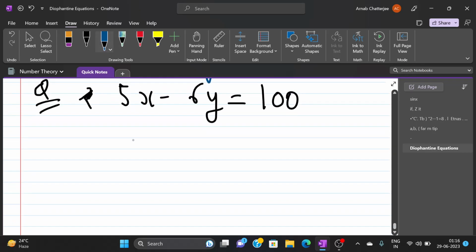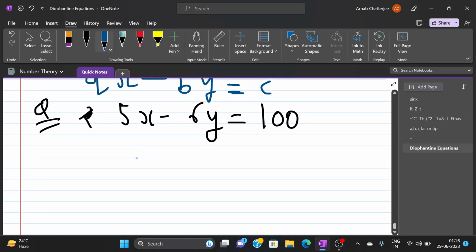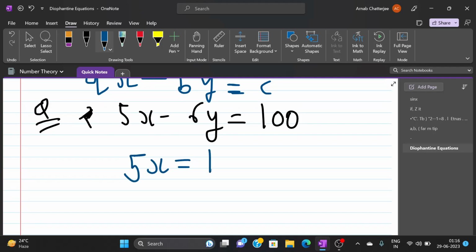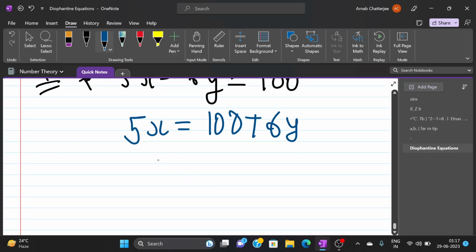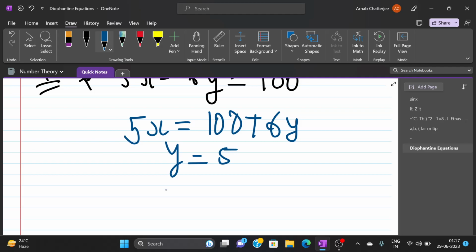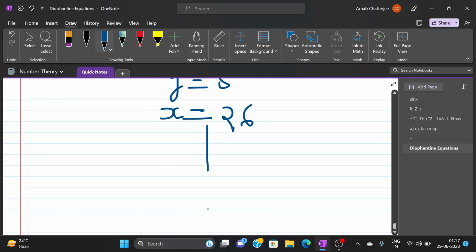So again, we will first find the first solution, that is obviously the method to start with. So 5x equals 100 plus 6y. Now see, our left hand side is divisible by 5, so the right hand side should also be divisible by 5. So to find the first solution, I straight away put y equal to 5. So my x becomes 26. So I have got my first solution here.